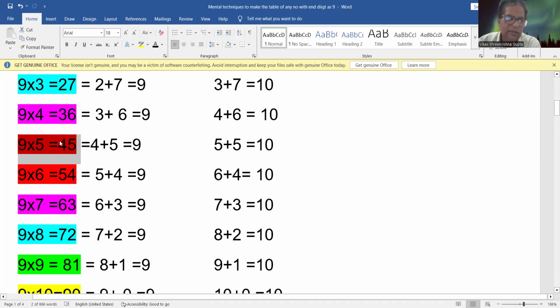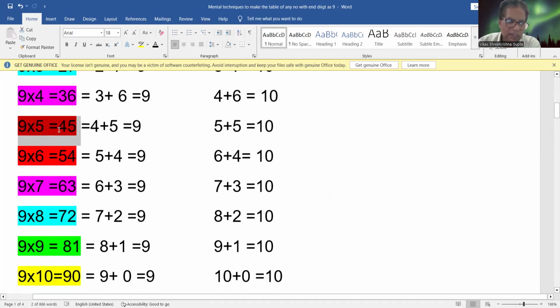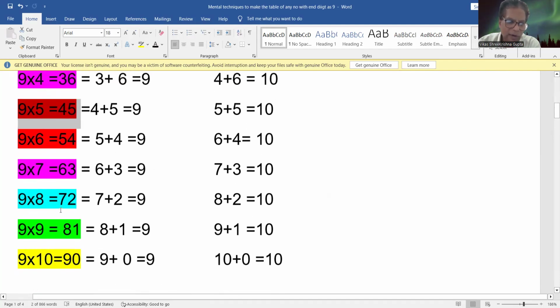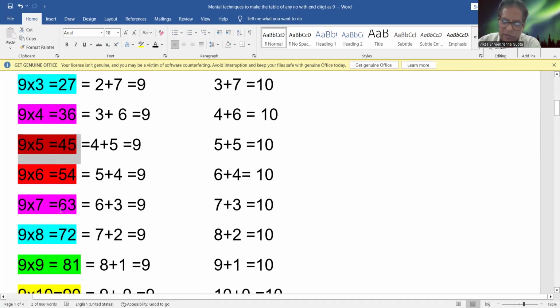In the same way, I can take for this also: 9 into 2 is 18, and 9 into 9 is 81. Now 18 and 81 are reverse of each other, and I have to find their difference. So just subtract 8 minus 1. 8 minus 1 is 7, and 7 into 9 is 63. So that is the answer I will get.